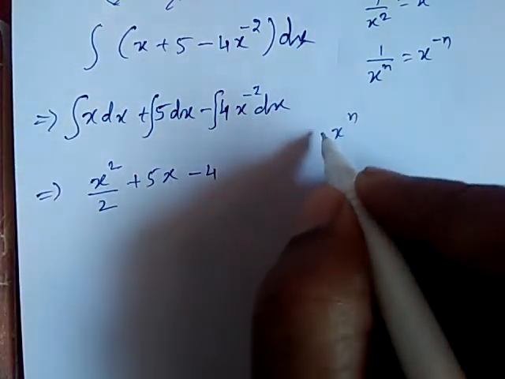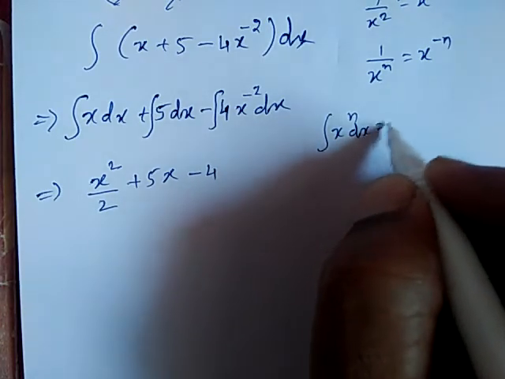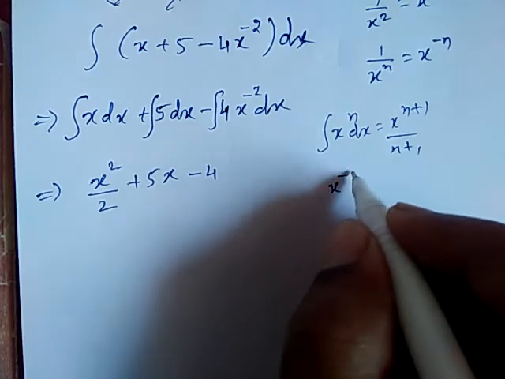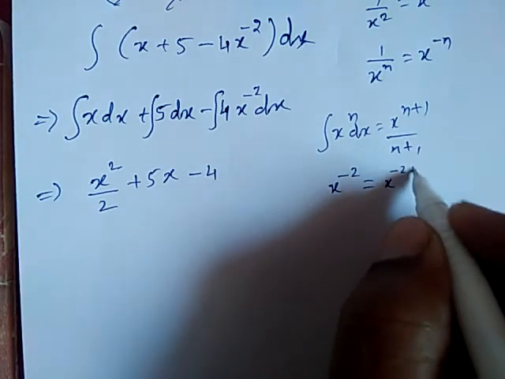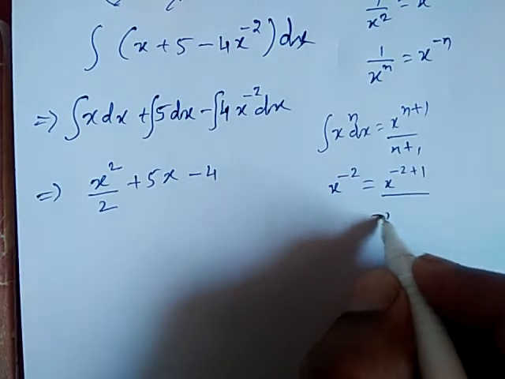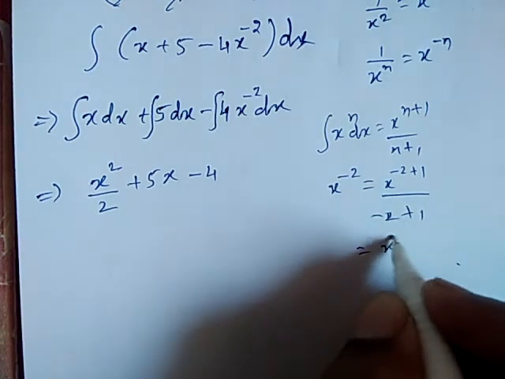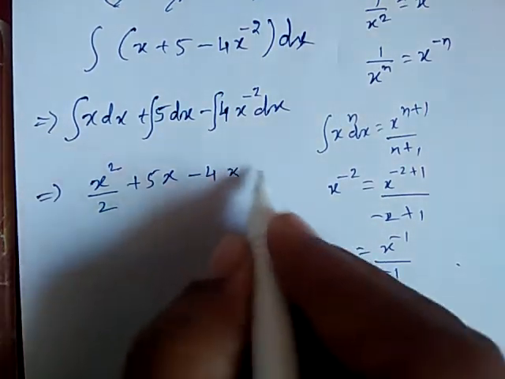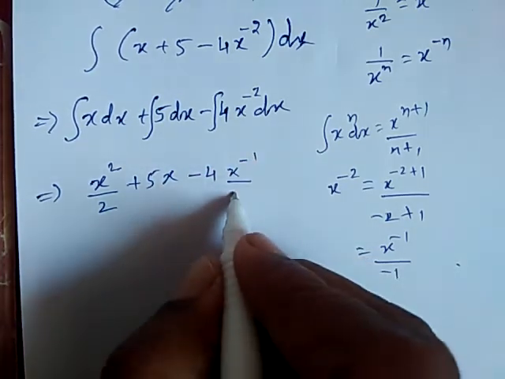The integration of x to the power of n is x to the power of n plus 1 divided by n plus 1. So similarly x to the power of minus 2 means x to the power of minus 2 plus 1 divided by minus 2 plus 1. What is this? It will be minus 1. So this will be x to the power of minus 1 divided by minus 1.